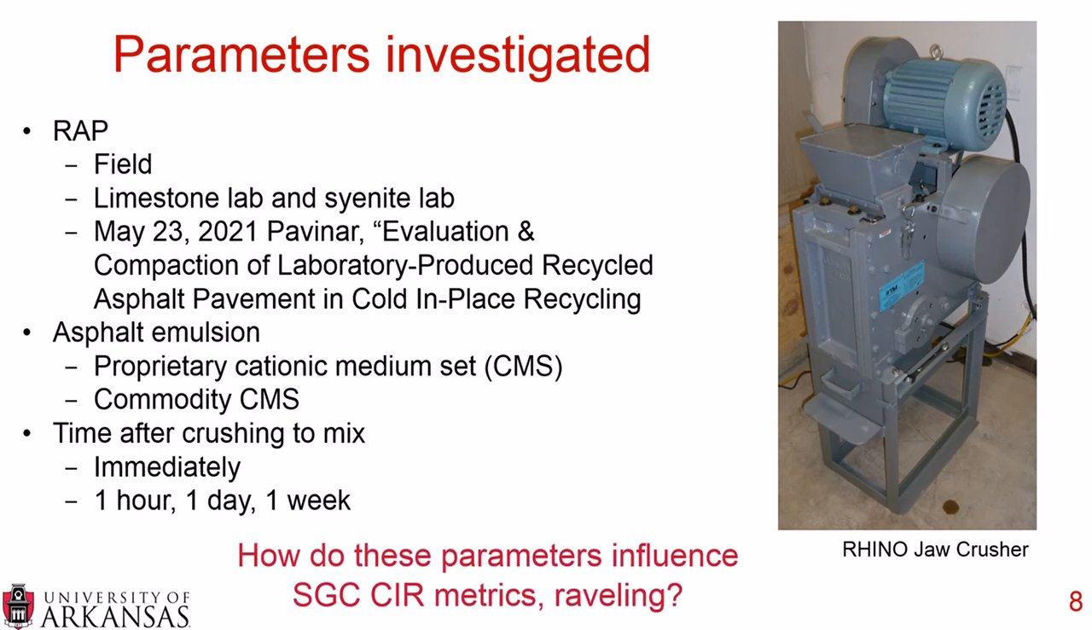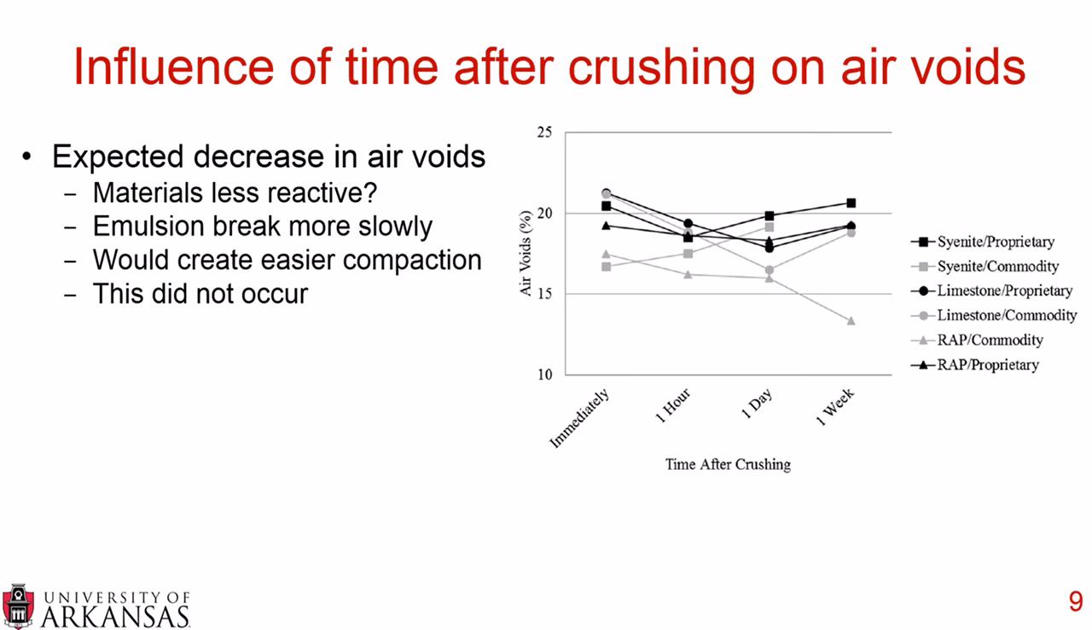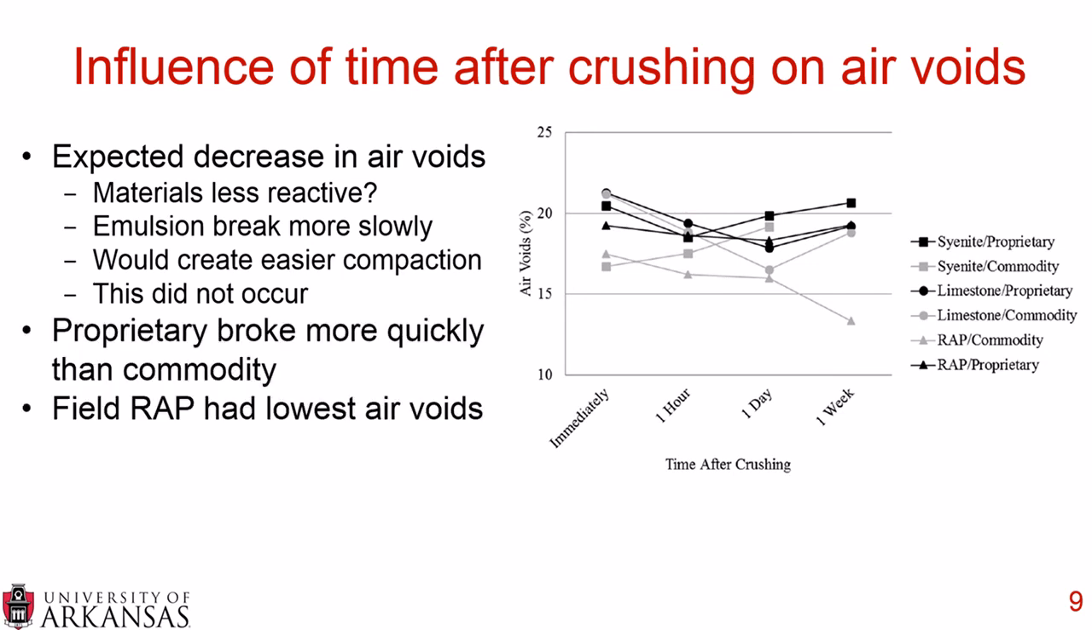So how did these 3 parameters influence the SGC CIR metrics and Raveling? Well, let's start with looking at just simply the air voids. We need to make the samples for the Raveling test. We expected that as the time after crushing increased, we would see a decrease in air voids, because we thought the materials would be less reactive. And if the materials were less reactive, we expected the emulsion to break more slowly, and this would create easier compaction. But as you can see, that did not occur.